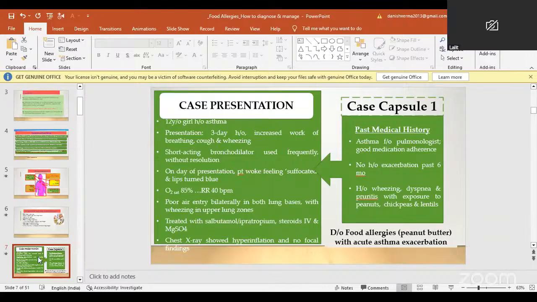Now, past medical history-wise, she was following up with the pulmonologist with good adherence to medication. There's no exacerbation in the last 6 months, but the caveat here is that there was wheezing, dyspnea, and pruritus with exposure to peanut, chickpeas, and lentil, that she was exposed to because she had peanut butter just before this episode set in. So anybody who wants to describe this case?